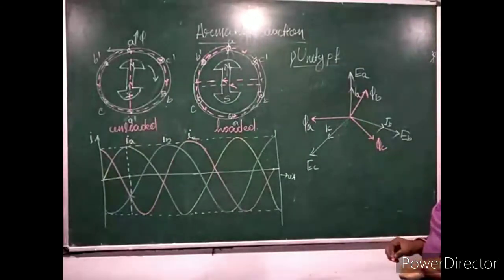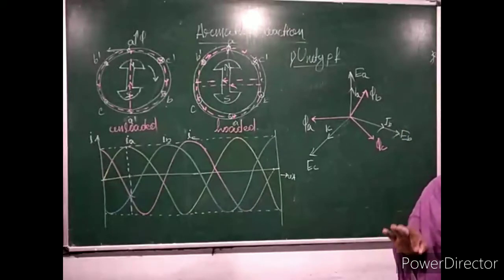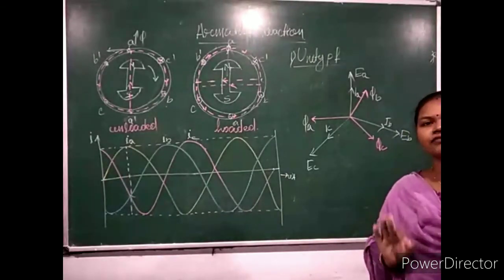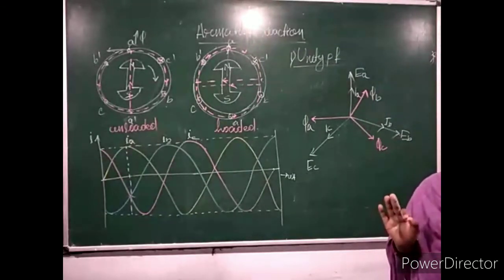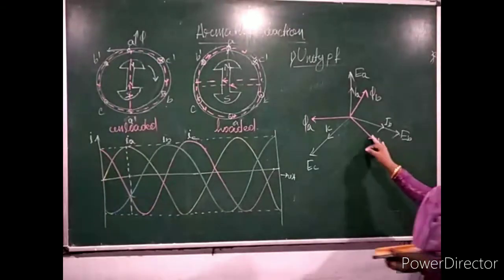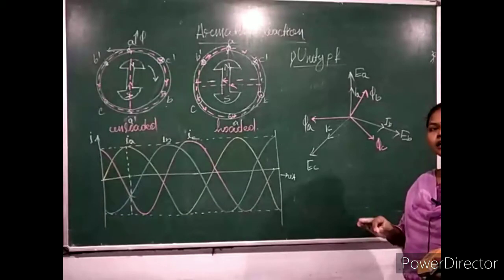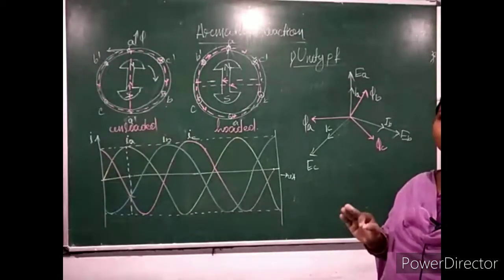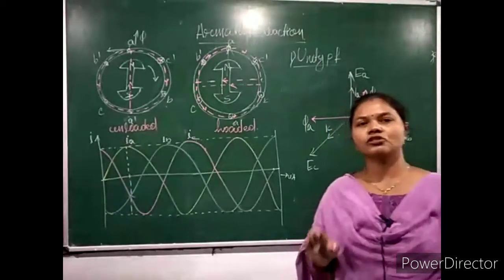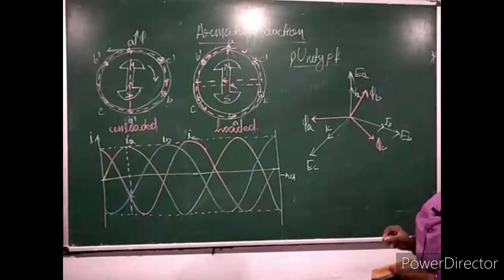Clear? Now, what is my motto here? Here my motto is to find the total flux created by the armature winding and what is its effect on the field flux. So, here I have to find the resultant of these 3 fluxes. You know that these fluxes are actually created by the armature current. So, first we find the value of armature current.